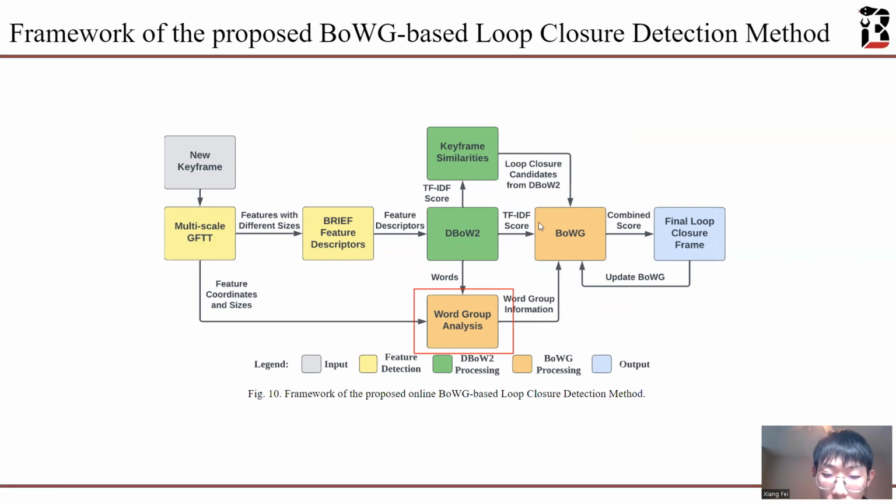After getting the size, coordinates, and corresponding words of each feature in the keyframe, the workgroup information is analyzed. This information is utilized by the BoWG module to obtain the BoWG scores of the loop candidates. After that, the DBoW2 scores and the BoWG scores are combined to compute the similarity between the keyframe and the loop candidates, and then choose the final loop frame. Finally, new work groups in the current keyframe are added into our BoWG database to perform an online update.